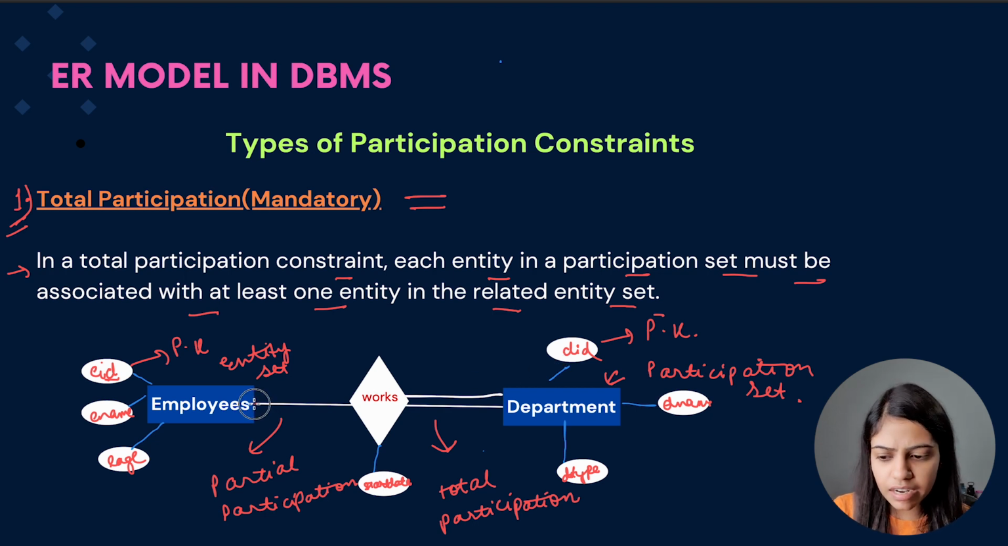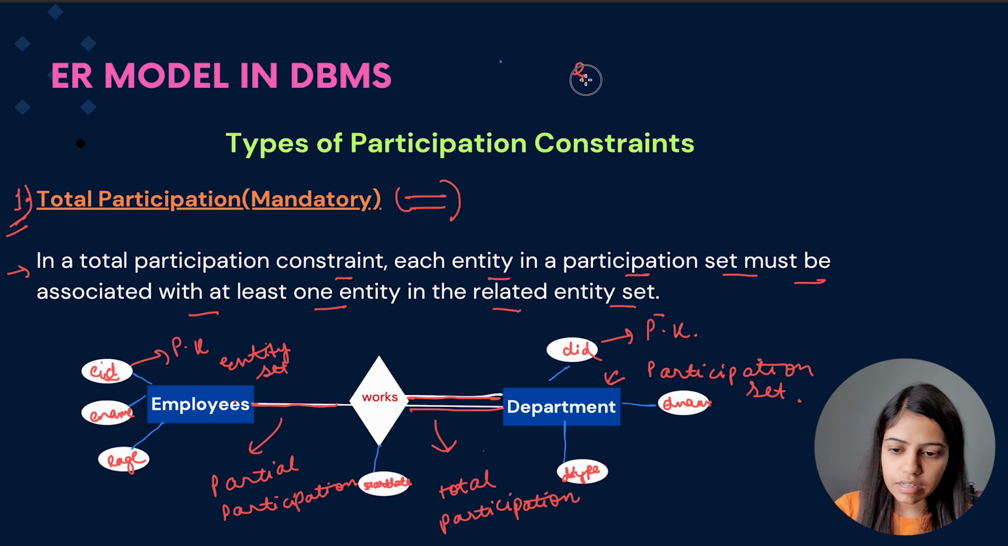Now you can see here I have given a single line, but here I have given two lines. So basically these two lines mean the total participation. What it says is employee works in a department. So every department would be at least having one employee. Consider that there are many departments, okay? Engineering department, HR department, sales department, and much more.